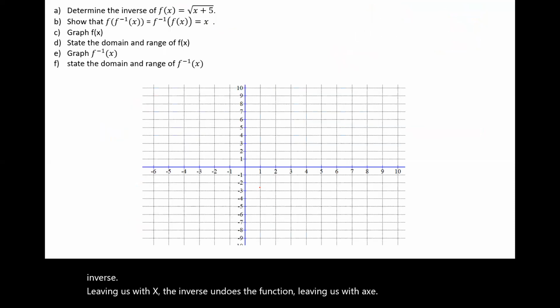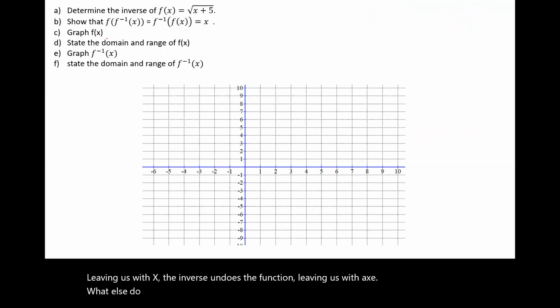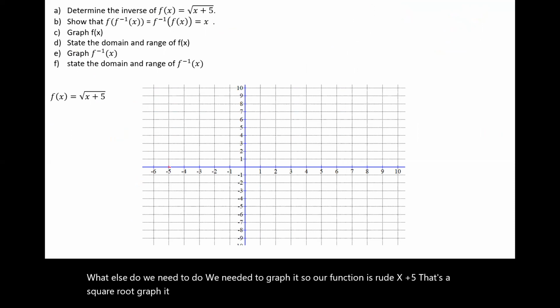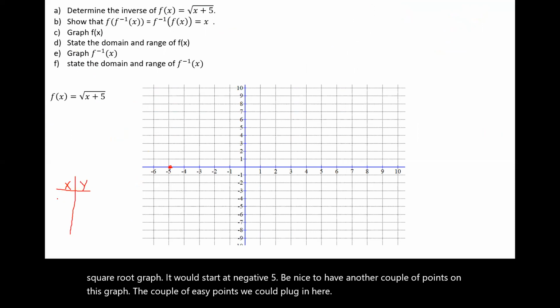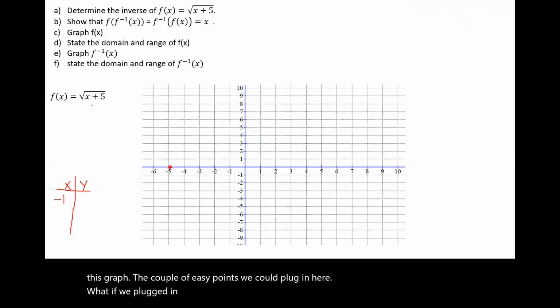Okay, what else do we need to do? We needed to graph it. So our function is root x plus 5. That's a square root graph. It would start at negative 5. Be nice to have another couple of points on this graph. There are a couple of easy points we could plug in here. What if we plugged in an x value of negative 1? Negative 1 plus 5 is 4. Square root of 4 is 2.